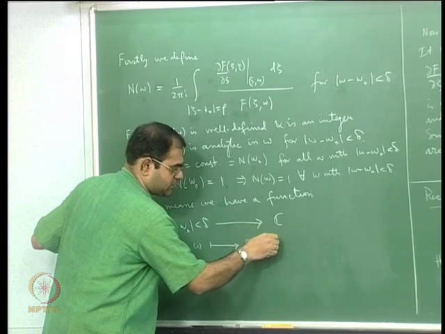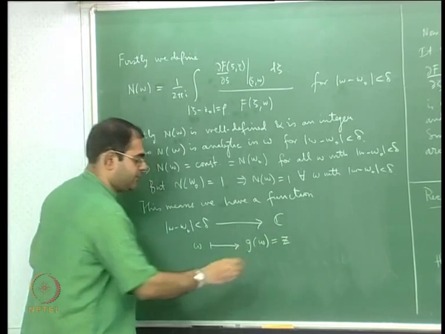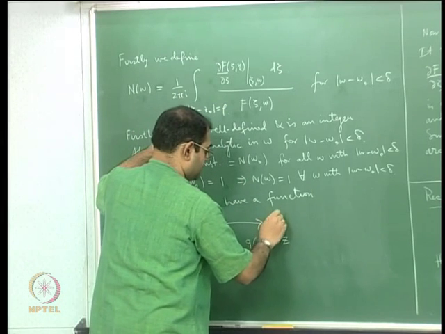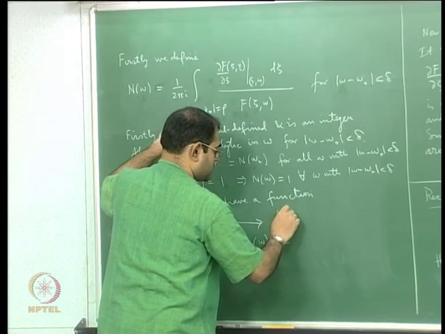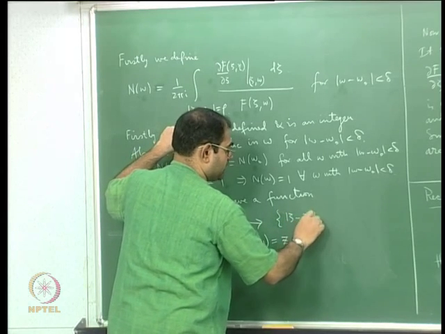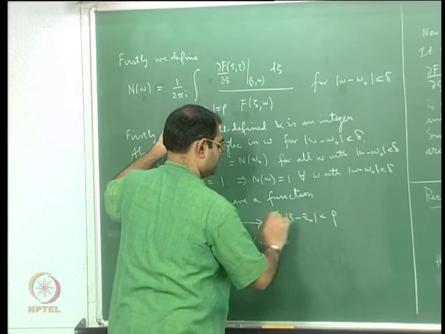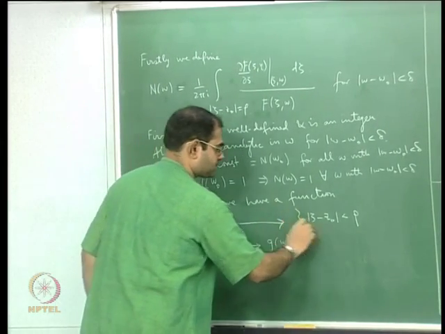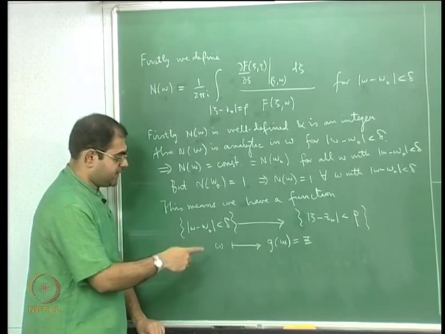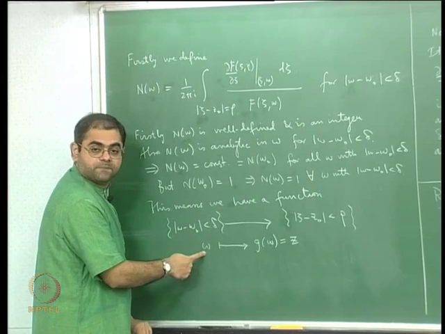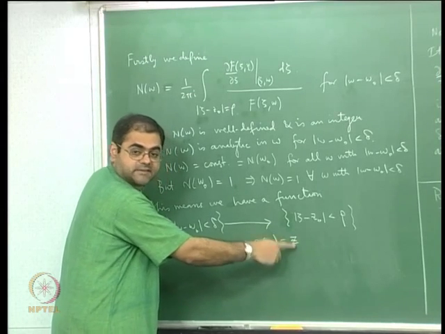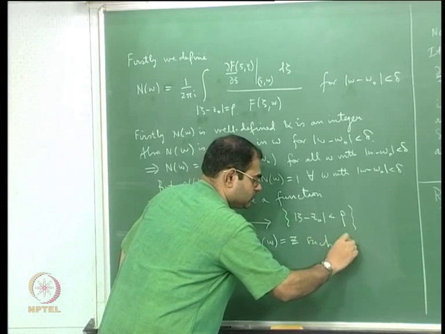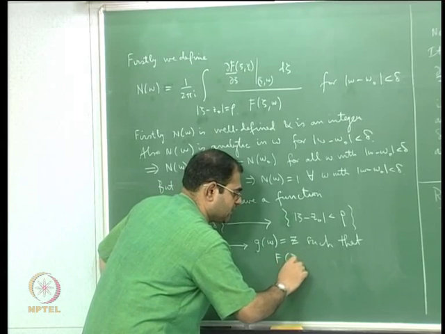If you want, let us call that z. In fact, it goes into this disk, the set of all z with mod z minus z naught less than rho. So basically I have a function like this. You know what this function is: it sends each w to the point z such that f of z comma w is 0.